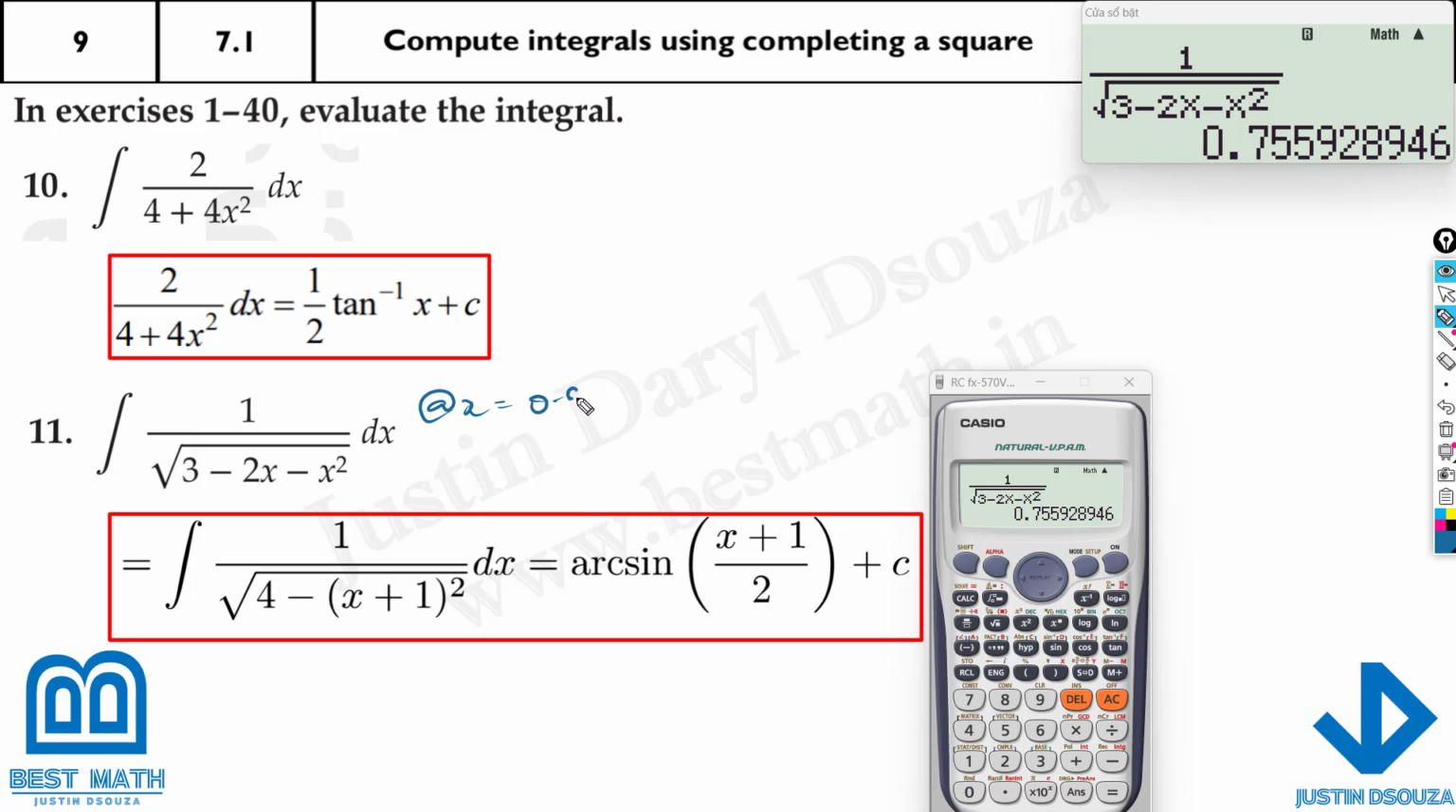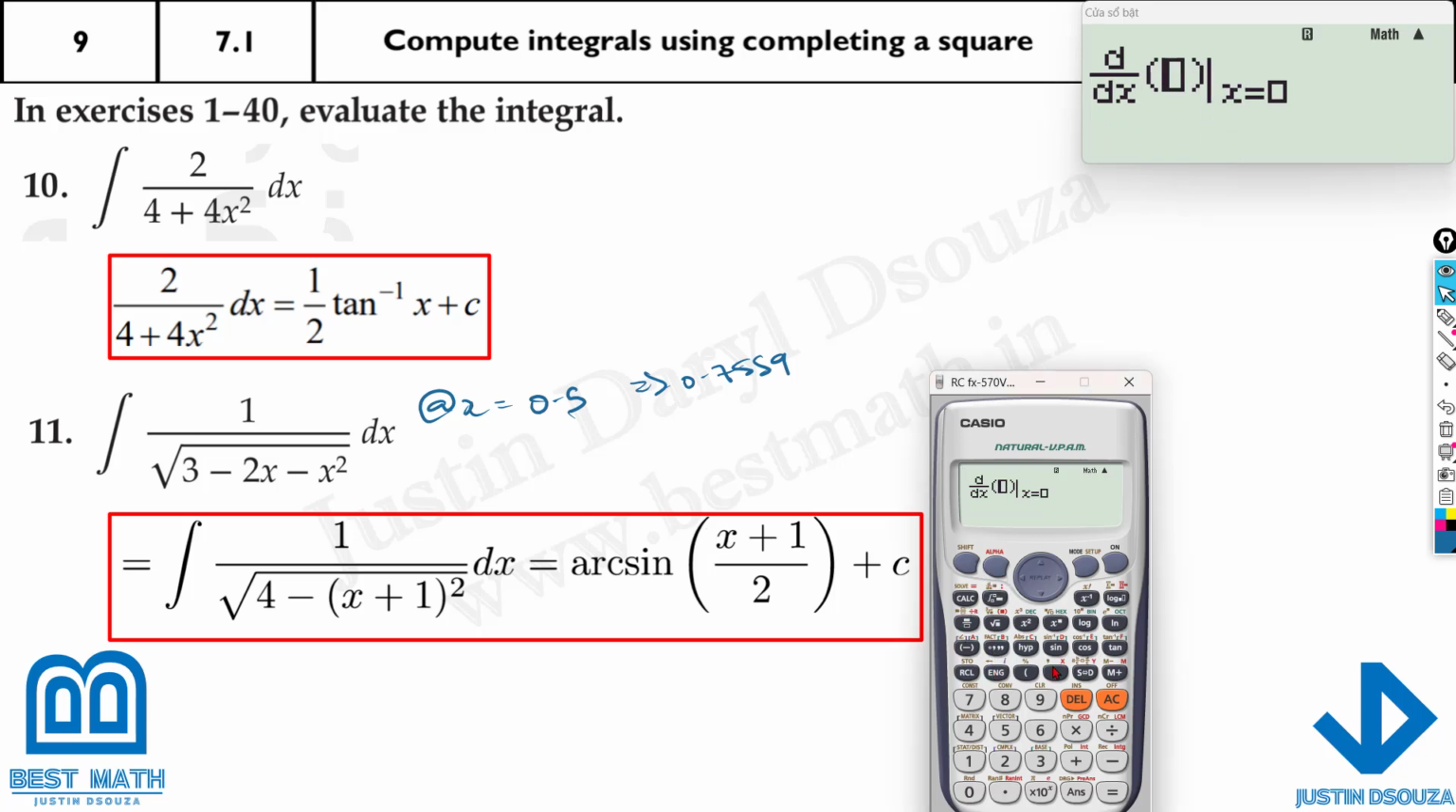X is 0.5. Now here we don't take 2, because when we take 2, it'll be beyond the domain of sine inverse. Arc sine means sine inverse. So that cannot happen. 2 cannot happen. But 0.5, you will get an answer. The answer we got over here was 0.7559. Now let us solve this out.